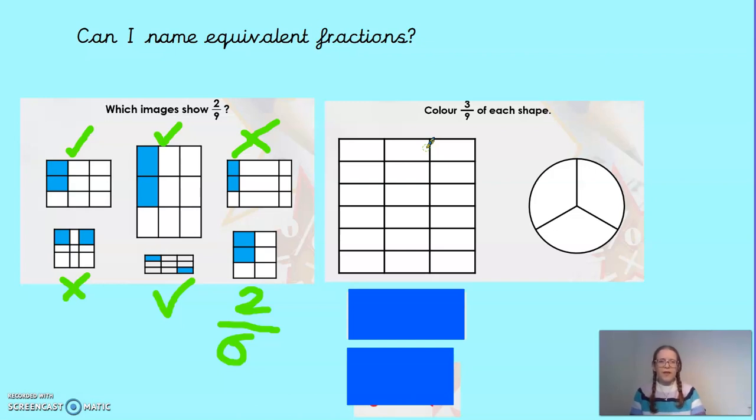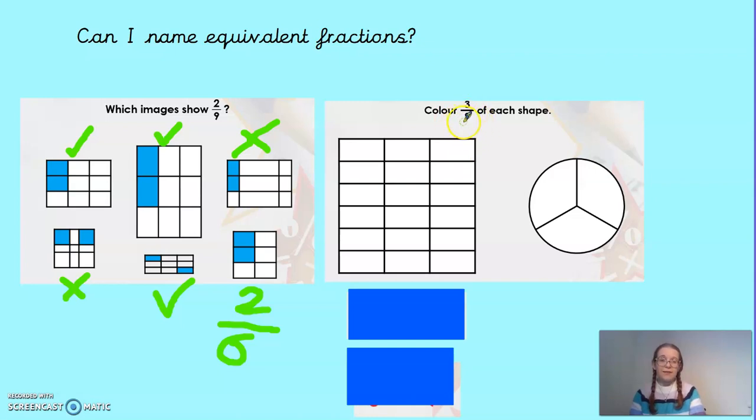So I know that my denominator here is 18. And my denominator for my first number here is 9. How did I get from 9 to 18? Well, I doubled it. So I'm going to have to do exactly the same to my numerator that I've already done to my denominator to make it equal.